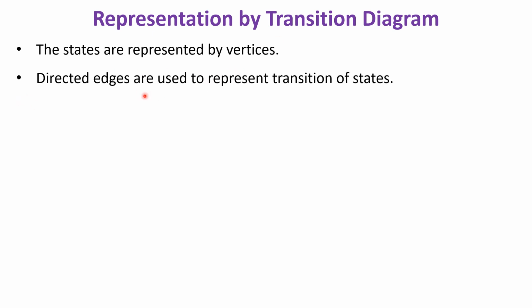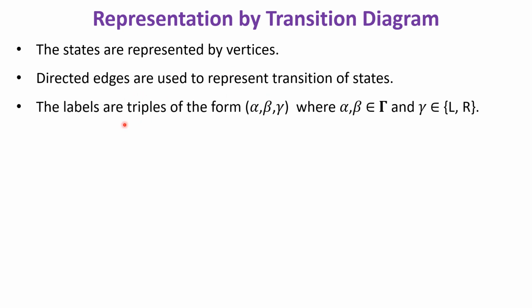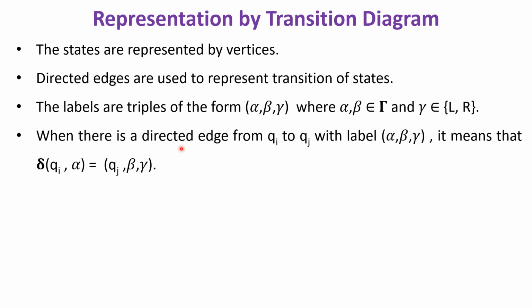Representation by transition diagram, where the states are represented by vertices. Directed edges are used to represent transition of states. Labels are the triplets of the form alpha, beta, gamma, where alpha and beta belong to tau and gamma belongs to left or right. When there is a directed edge from Qi to Qj with the label alpha, beta, gamma, it means that delta of Qi, alpha is equal to Qj, beta, gamma.